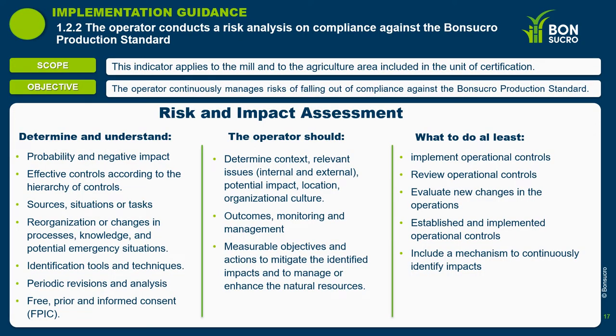From the point of view of the implementation, the idea is to manage the risk of falling out of compliance against the Bonsucro Production Standard. So to determine and understand the probability and negative impact, and effective controls according to the hierarchy of controls, source, situational risk, recognition of change in process, knowledge, and potential emergency, is an overview of the risk of the company. Of course, determine the context, relevant issues, the outcomes, monitoring and management, measurable objectives and actions to mitigate the identified impacts and to manage or enhance the natural resources. And at least, of course, to implement operational controls, to review operational controls, evaluate new challenges in the operation, establish and implement operational controls, and include a mechanism to continuously identify impacts.